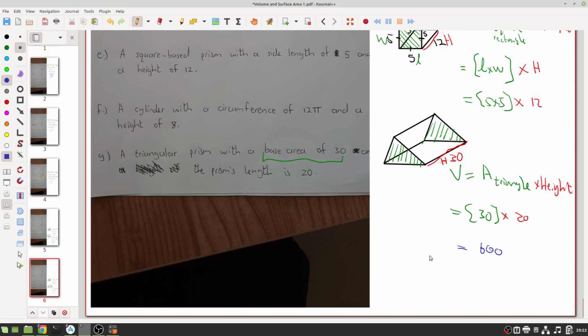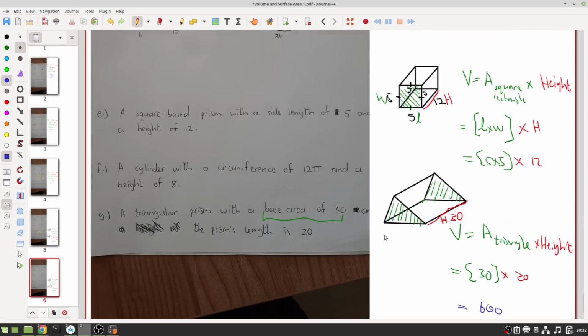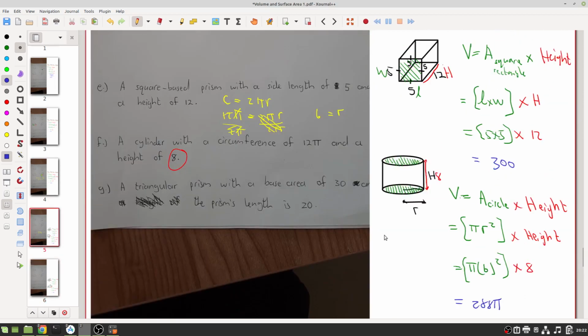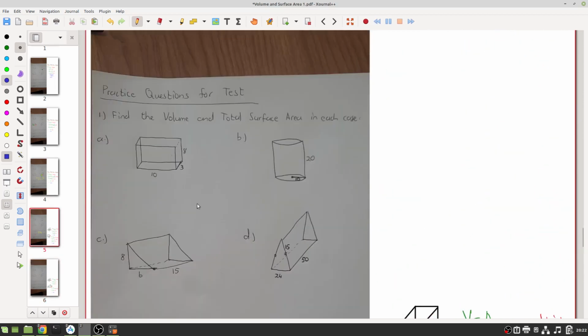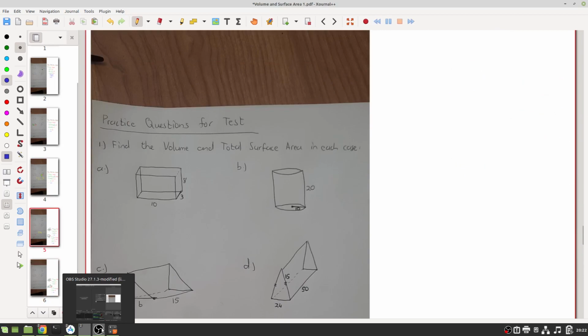And that's it. I think that wraps it up for the volume portion of these practice questions. I'll post another video with the total surface area questions. All right.